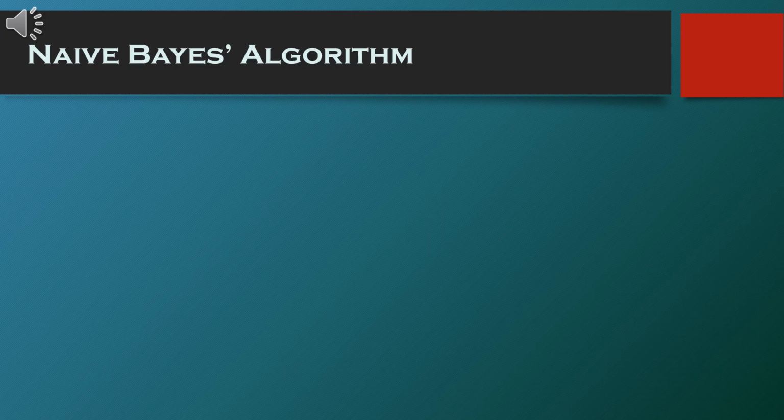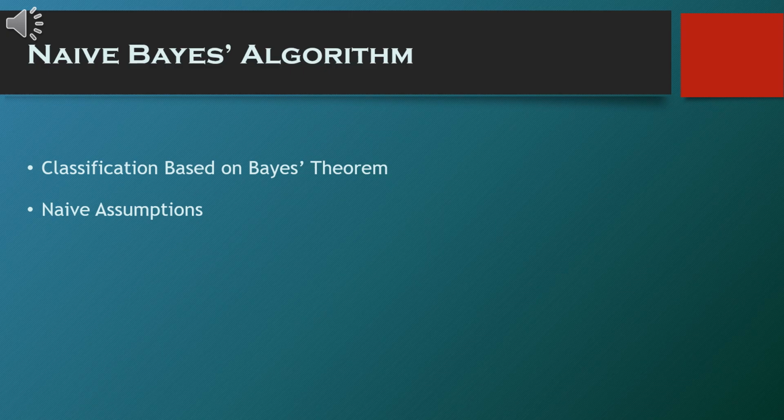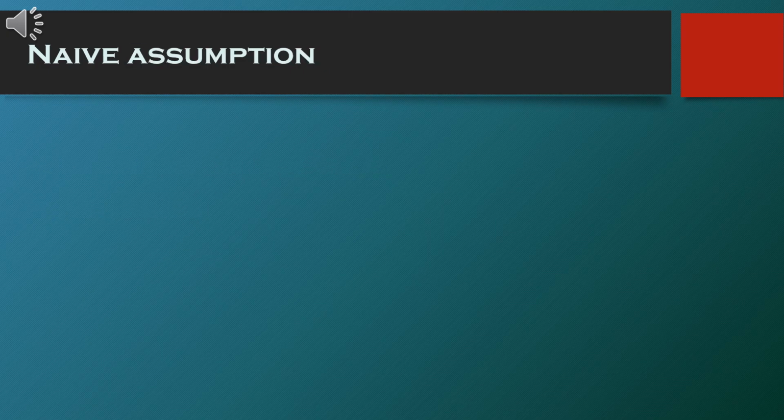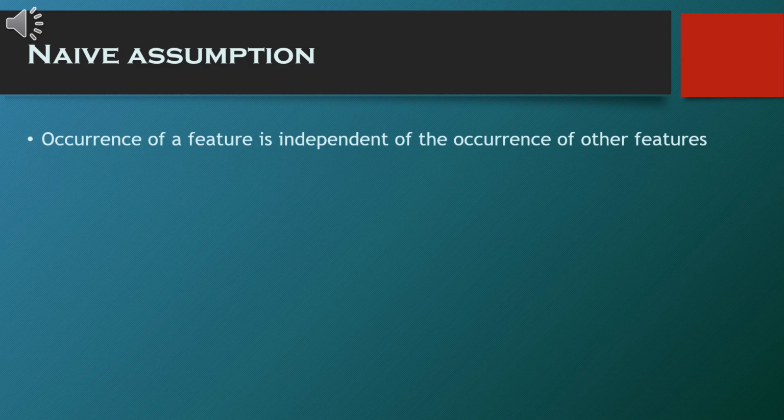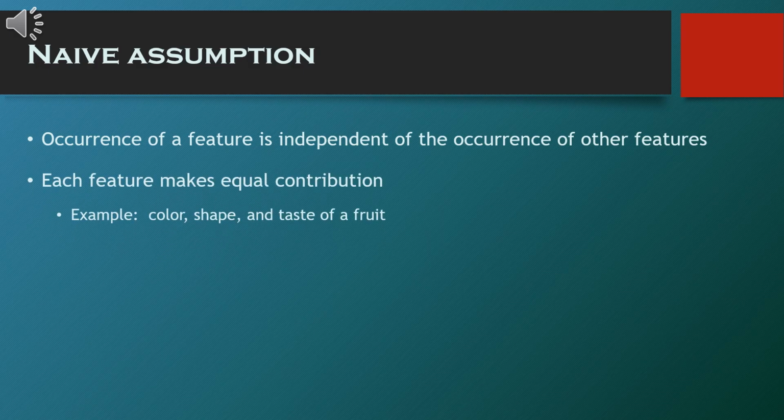Naive Bayes algorithm is a classification algorithm based on Bayes' theorem, making naive assumptions. There are two naive assumptions made by the naive Bayes classification algorithm. The first one is that the occurrence of any one feature is independent of the occurrence of the other features. The second assumption is that each feature makes an equal contribution. Let us assume the example of classification of fruits. The input features given to the classifier are color, shape and taste of a fruit. The occurrence of each feature is independent of one another and they are making an equal contribution.